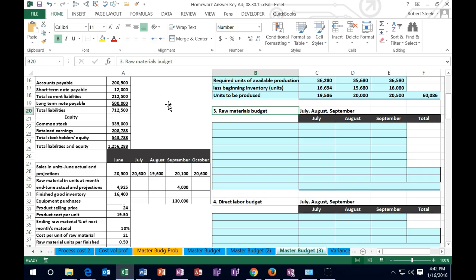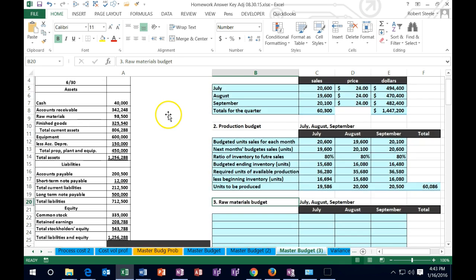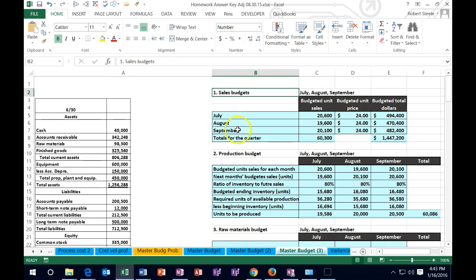Hello, in this lecture we're going to continue on with our master budget, and we are now moving to the raw materials budget. So remember that last time we got to do this in order. Last time we did the sales budget, then we did the production budget, and now we're able to do the raw materials budget. And why does it have to be in that order?